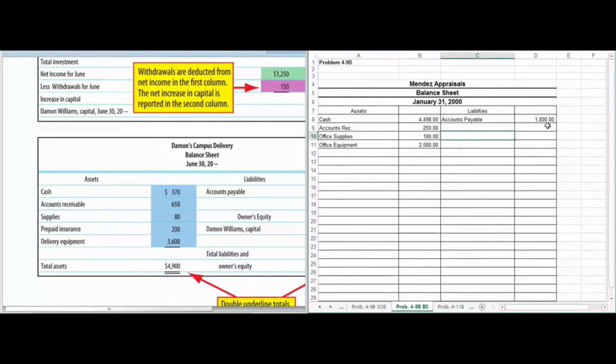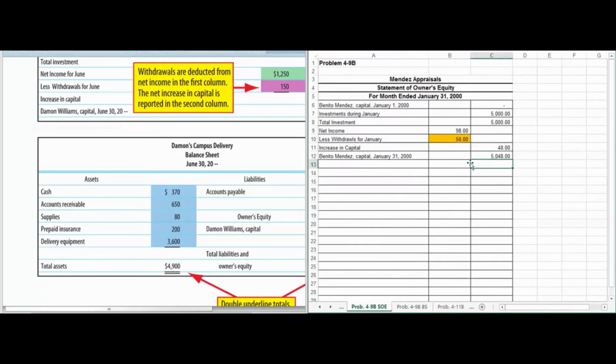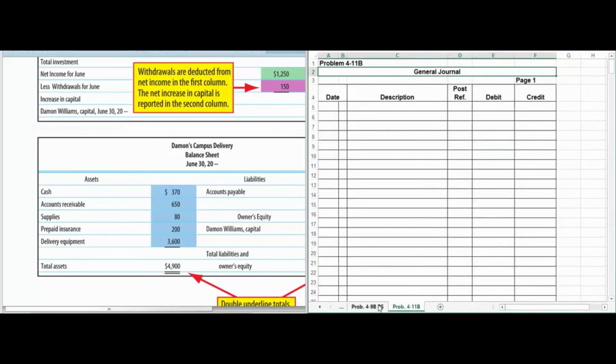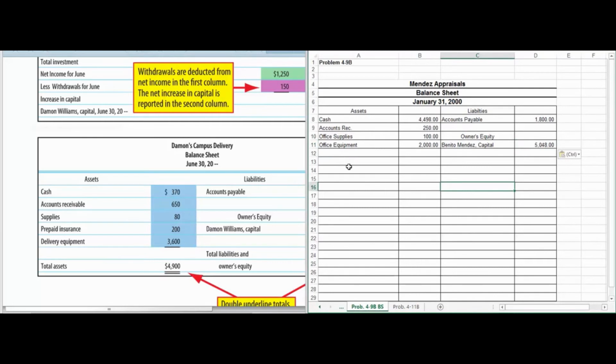And then we're going to have our owner's equity. And so we're going to have Benito Mendez, Capital. And like with 13-3, our capital amount is going to come off our statement of owner's equity. So that's the amount that we're going to use. So now we need to total.